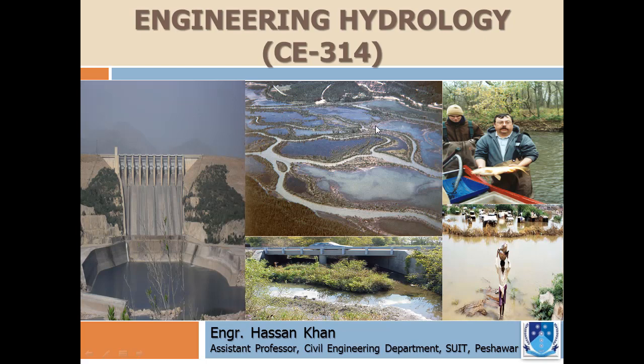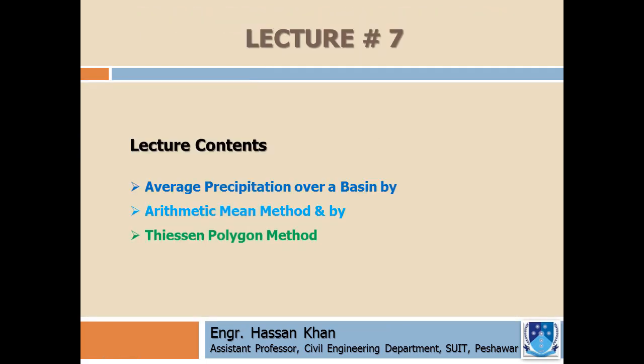Today we will discuss lecture number 7 of this course. The lecture consists of the following contents. We will discuss average precipitation over a basin, and then we will also explain the calculation of average precipitation by the arithmetic mean method and by the Thiessen Polygon method.